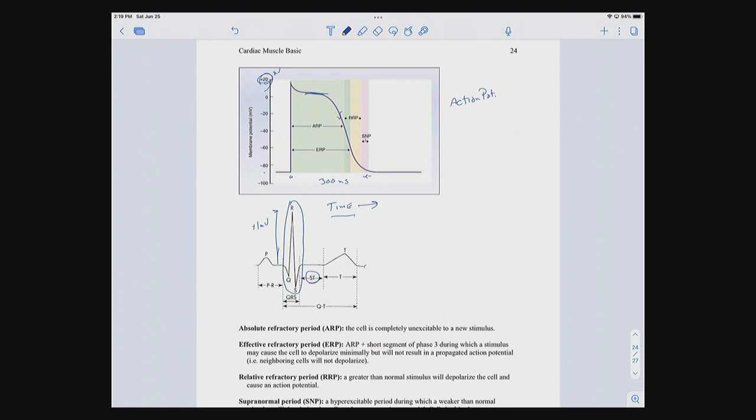Okay, so this first light green here, from here to here, that is the absolute refractory period. The tissue is completely unexcitable. Nothing you're going to do is going to bring an action potential about.